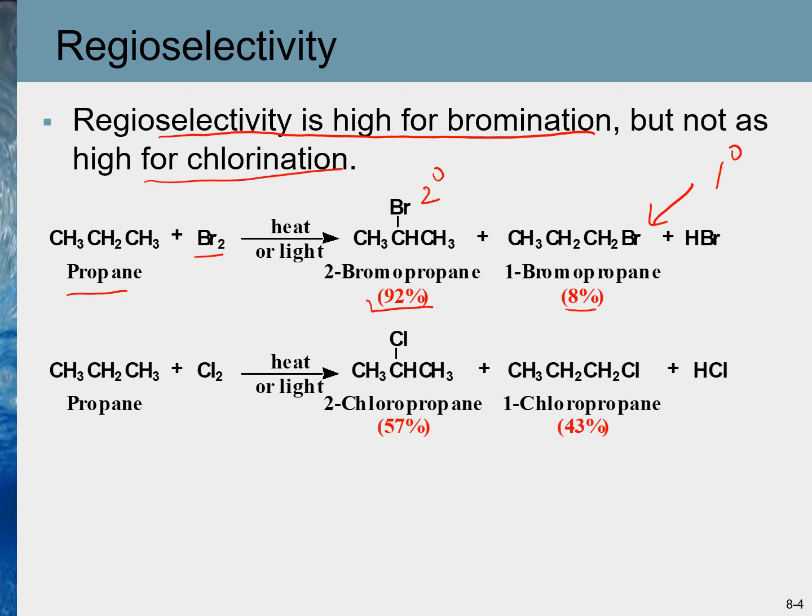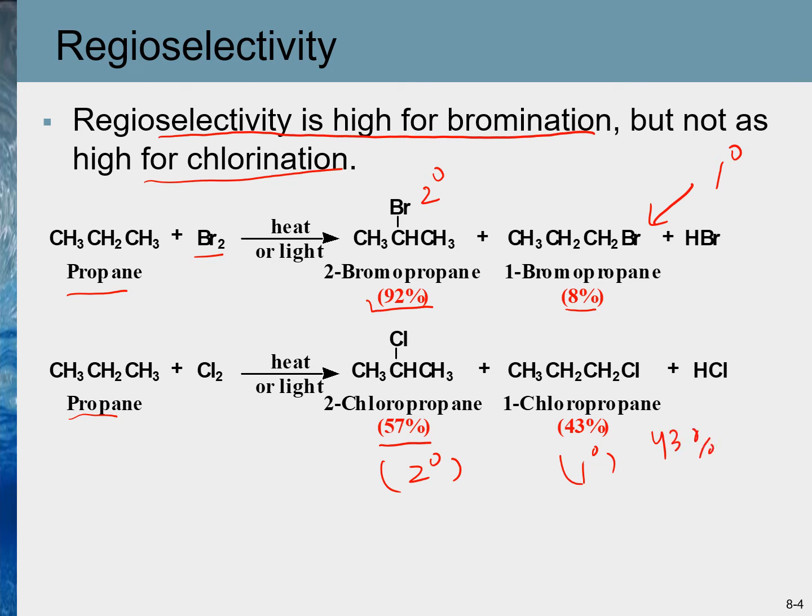However, in case of chlorination of propane, there is not that regioselectivity. For example, 57% is the secondary alkyl halide product and the primary alkyl halide product is 43%.